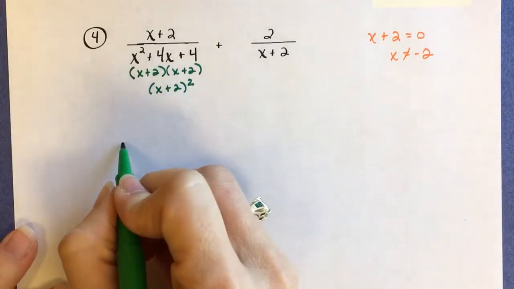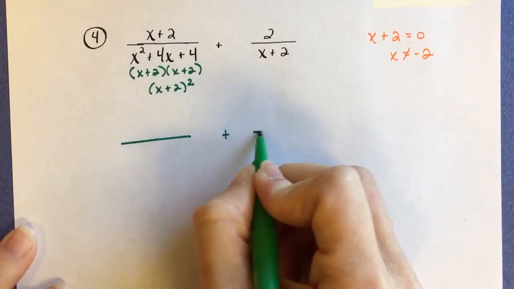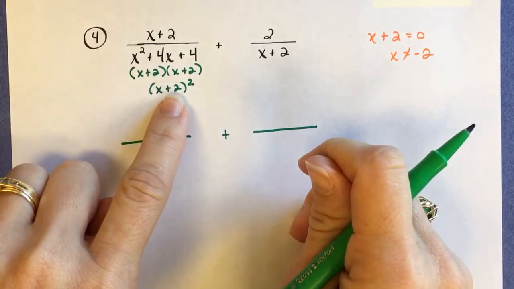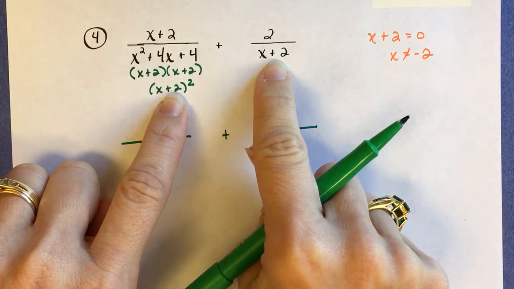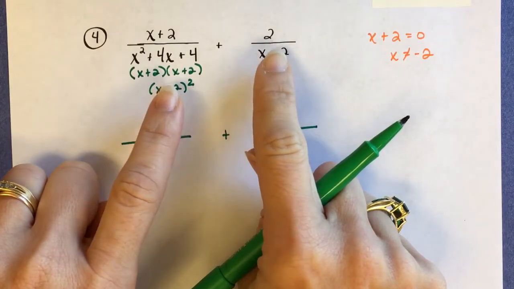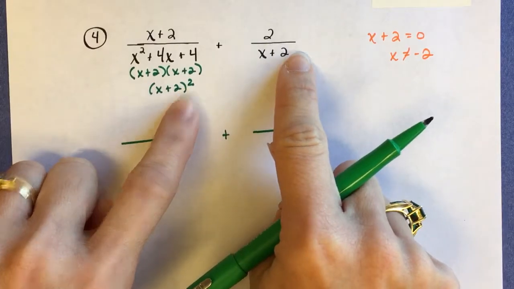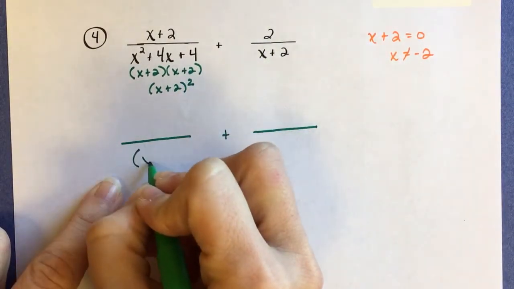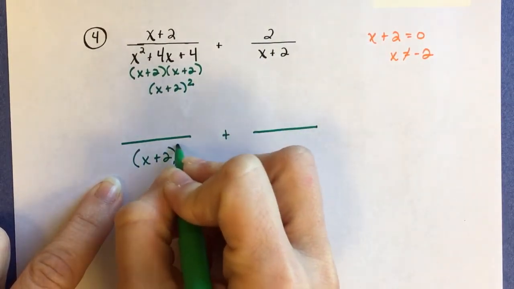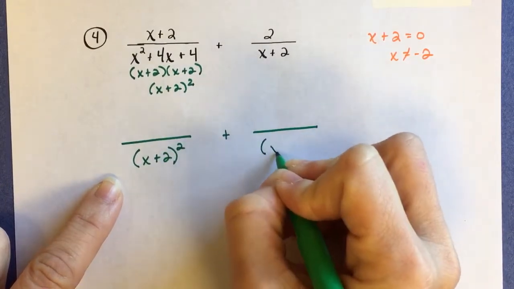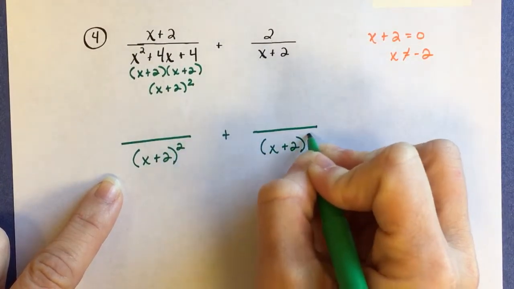Now when you pick your common denominator this time, I've got x plus 2 squared, and I've got x plus 2 that's to the first power. So I've got exactly the same factor, but this one's squared, this one's to the first. Remember, when you got the same thing, you go with a larger power. So that means we're going to go with it to the second power.